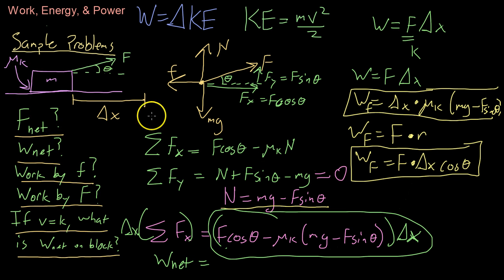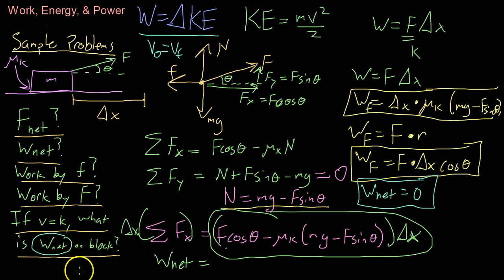And then, our last question: if the velocity is constant, what is the net work on the block? Well, we know that work is the change in kinetic energy. And if v0 equals v final, in other words, the velocity doesn't change at all, then we know that the kinetic energy also doesn't change. So the net work, then, must be 0.